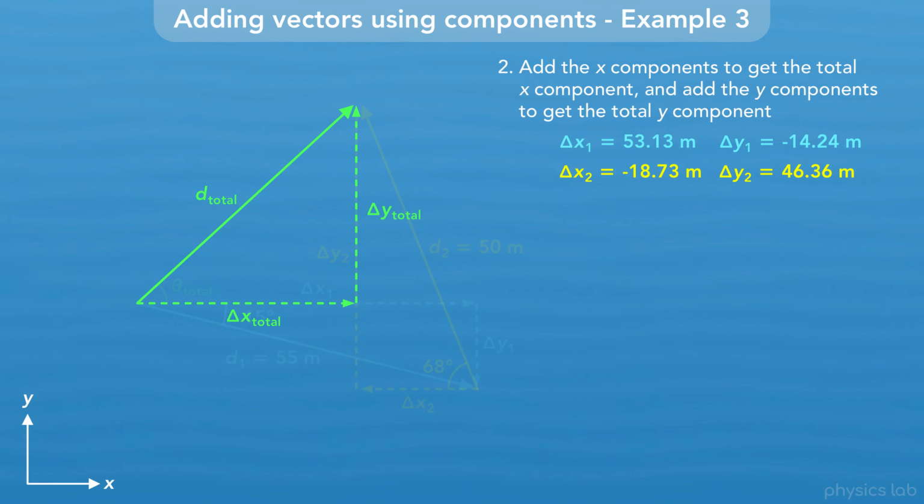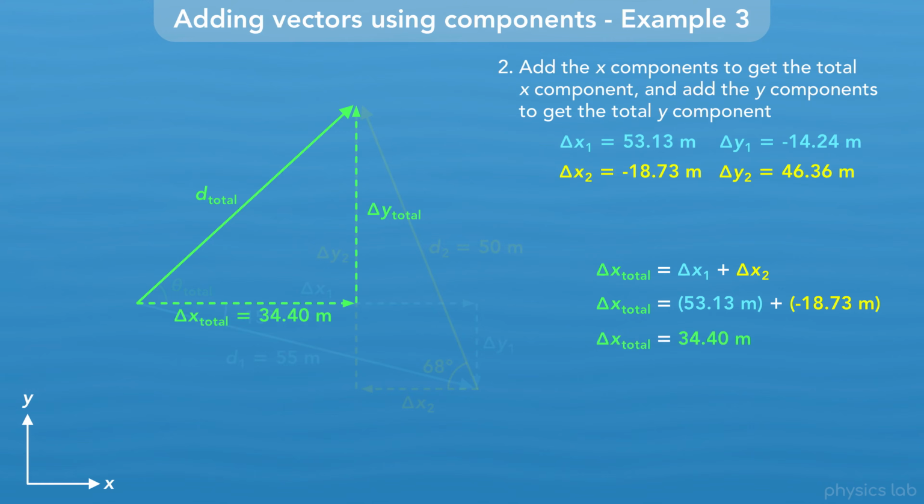Now we need to find the components of the total displacement vector. Delta x total equals delta x1 plus delta x2. Delta x1 is 53.13 meters, and delta x2 is negative 18.73 meters. That gives us 34.40 meters for delta x total. Notice how we're adding the two components, but delta x2 just happens to be a negative value, so the math is the same as 53.13 minus 18.73.